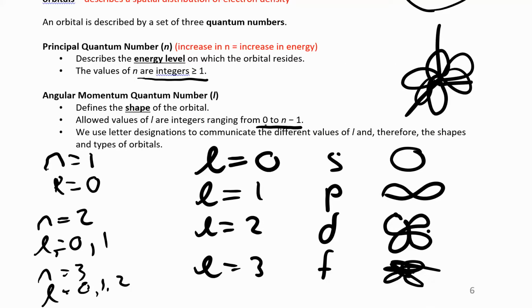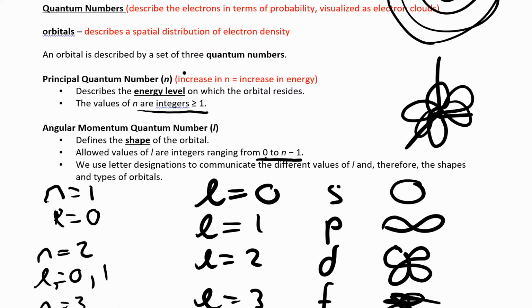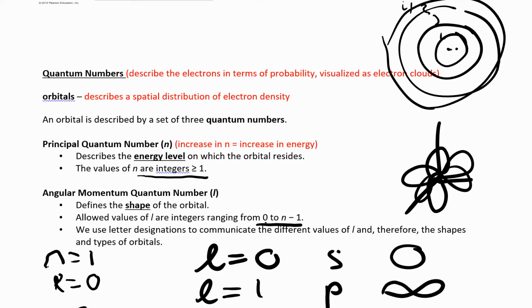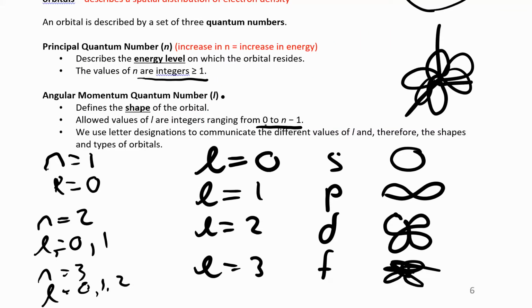So for describing orbitals, the first one tells you about the energy level. Are you energy level 1, 2, 3? L tells you about the shape, and it's related to n. So if n equals 1, then L has to be 0. If you're in energy level 2, you can have an s or a p orbital. If you're in energy level 3, you can have an s, p, or d orbital.